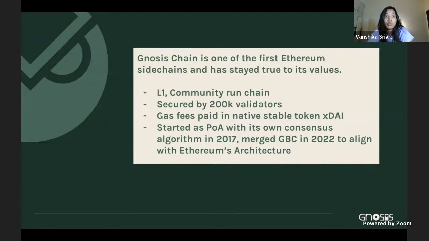Gnosis Chain began back in 2017, so it's been in the blockchain industry for a very long time, and it began as a proof of authority chain. But then in 2022, as we all know, the Ethereum merge happened. Similarly, Gnosis Chain also merged the Gnosis Beacon Chain to align with Ethereum's architecture. What this means for the future of Gnosis Chain is that all the EIP implementations that keep happening in the Ethereum community, Gnosis Chain would also be capable of integrating into its own chain, because we have our own consensus layer, and we have our own GBC layer as well.